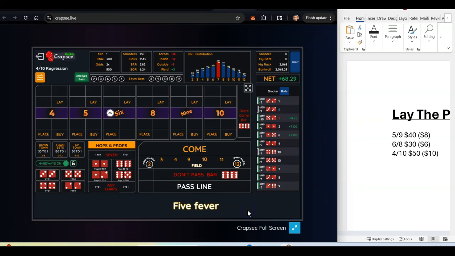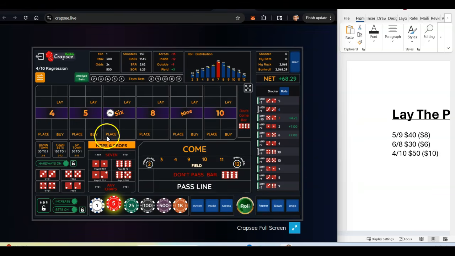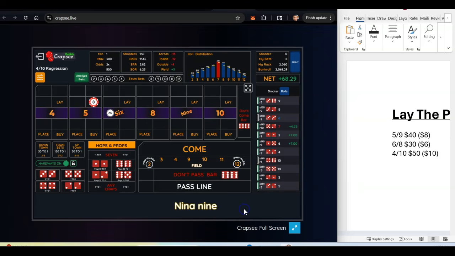5 fever. All right, it's an outside number. So look at my chart. With the 5s, I'm going to do $8. So I'm going to lay 8. Basically, I'm going to get the benefit of the 7, of course, being a favorite over the 5, but I'm also going to get the benefit of the math behind an instant repeater. Okay, here we go. Nina, 9.